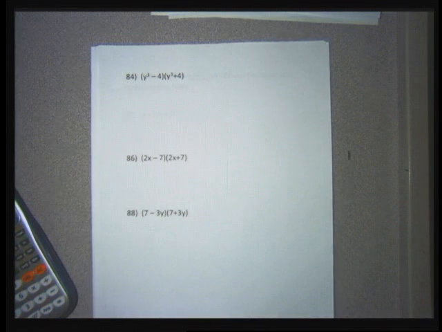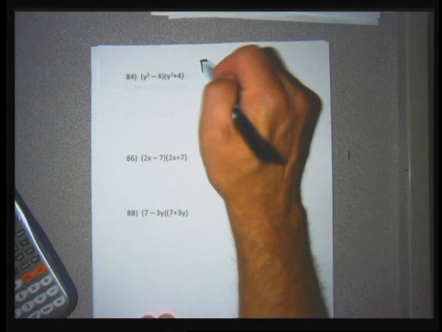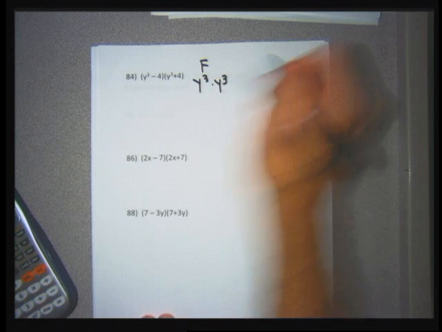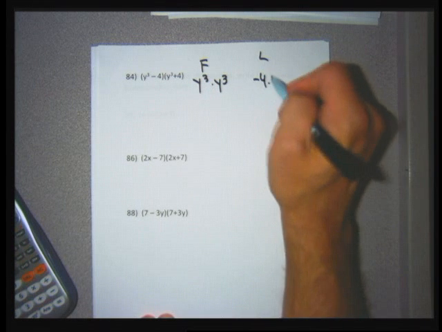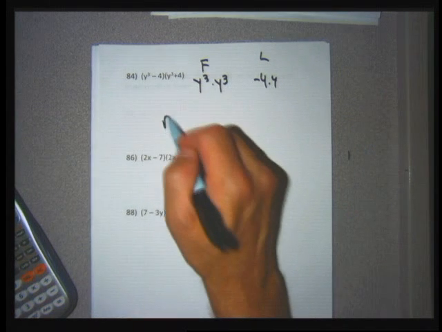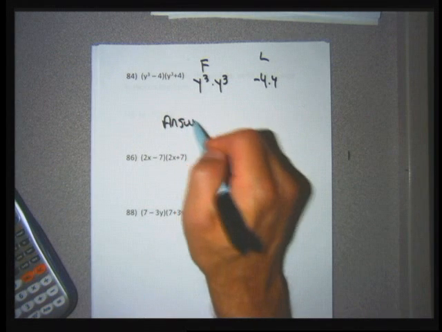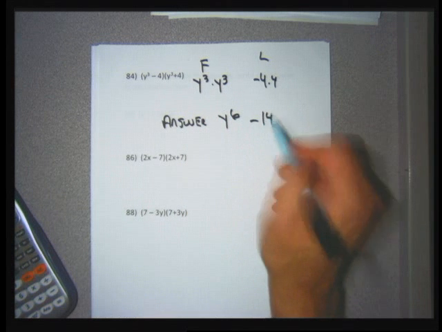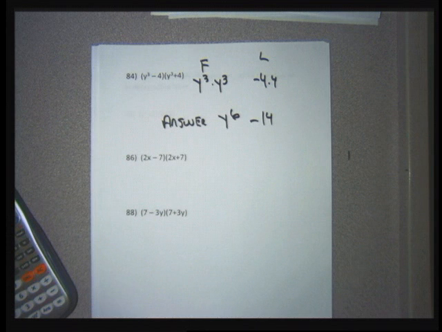84, 86, and 88 are all conjugate pairs because they're all binomials with opposite signs. Binomials with opposite signs, you just do the first and the lasts. For the letters, you add the exponents. Doesn't matter if the minus is in the first or the second parentheses. So for 84, I add the exponents on the y's and get a y to the 6th, and negative 4 times 4 is negative 16.